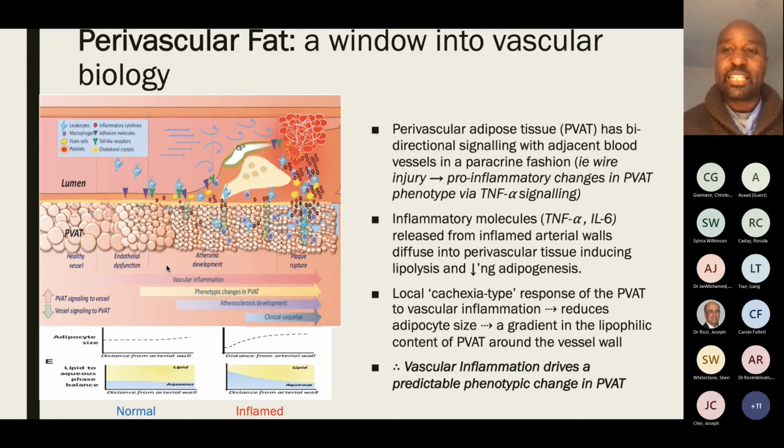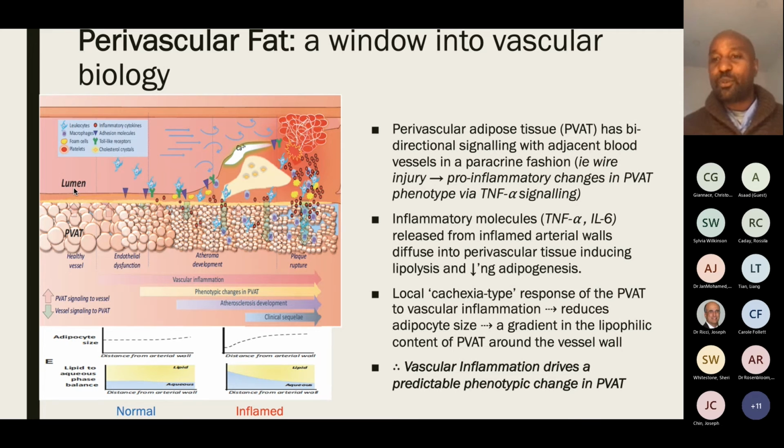And so the perivascular adipose tissue, the fat around the coronary arteries, actually communicates in a bidirectional fashion with the adjacent blood vessels, in a paracrine fashion. So there's signaling from the perivascular fat into the vessel and also signaling from the vessel into the perivascular fat. Initially, the thinking was that it was one way, from the fat into the vessel, but it was determined with animal models that it's actually bidirectional.